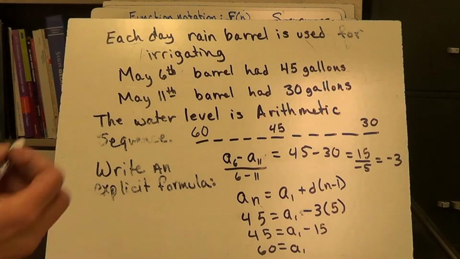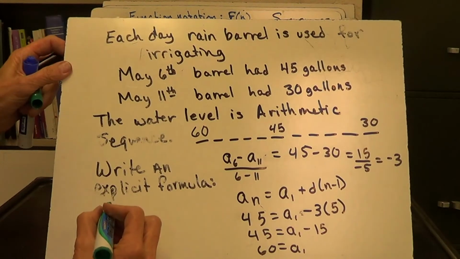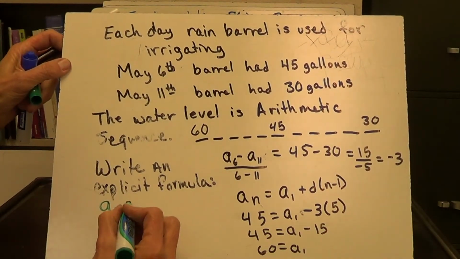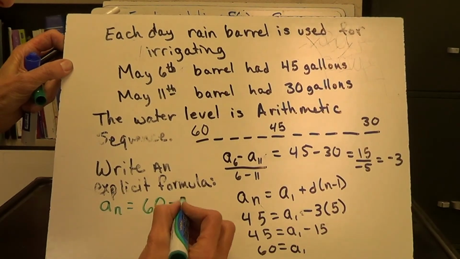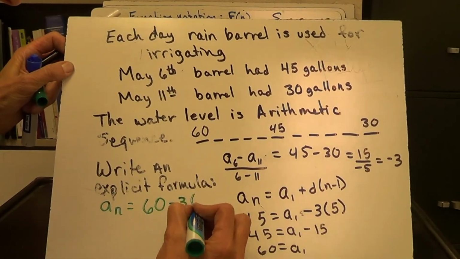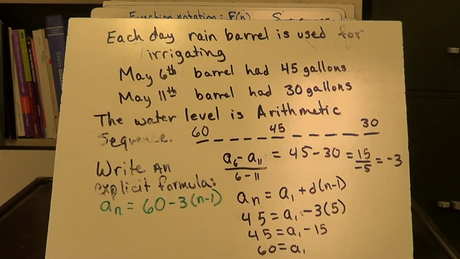So now we can write our explicit formula because we have our first term. So it would be a_n equals 60 minus 3 times n minus 1. That would be our formula, so that we know how much water we'll have in that rain barrel. You don't want to be using recursive to calculate how much water you've got for irrigation. You need to know explicit so that you know, hey, we got to have rain within a certain amount of time, or I got to fill it up another way.